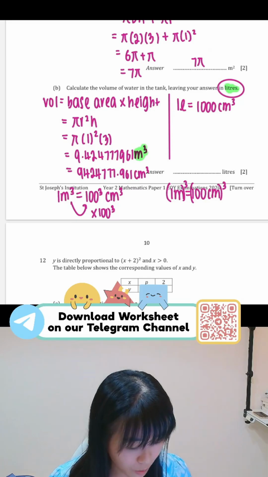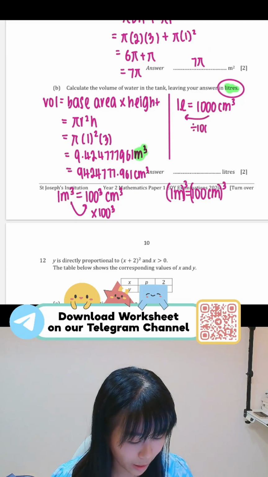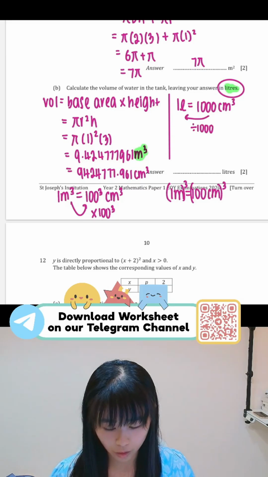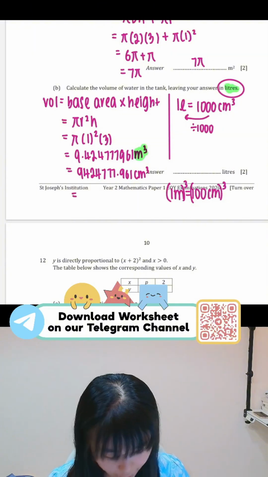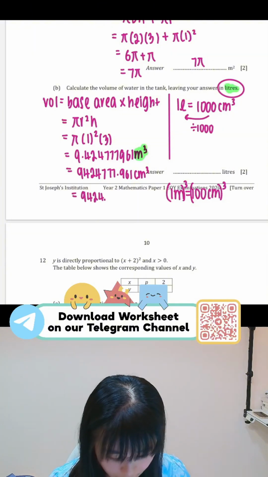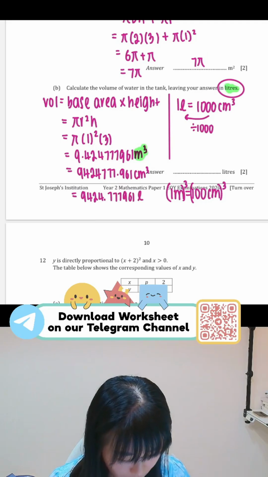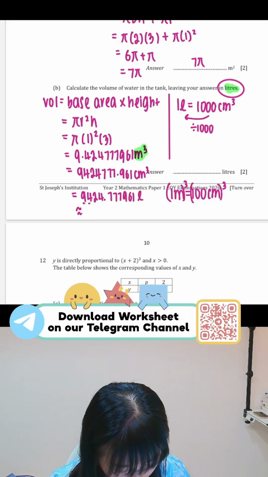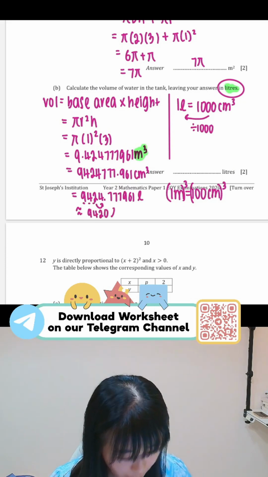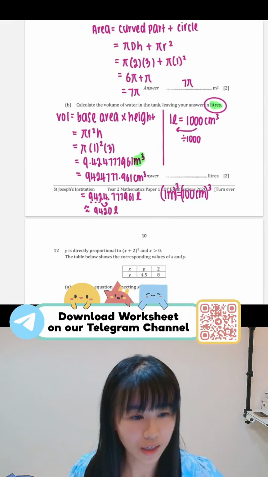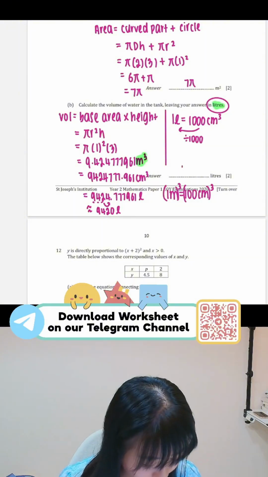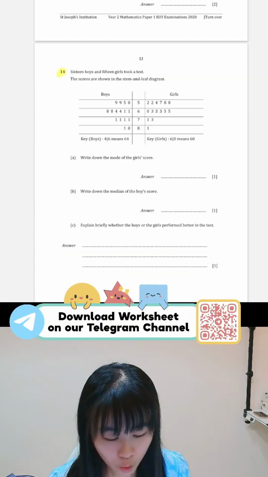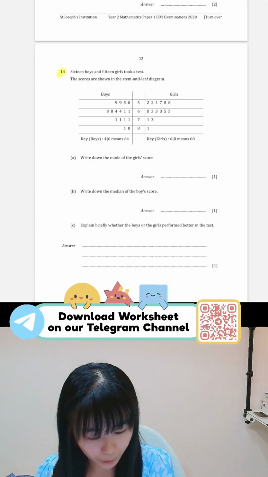Then my last step is from cm cube to liters, I need to divide by 1000. So now I need to divide by 1000. Just key in the calculator, divide by 1000, you get 9424.777961 liters. To 3 SF, it will be 1, 2, 3, look at this 4, so it's 9420 liters. Yes, that's your answer, okay? 9420 liters.